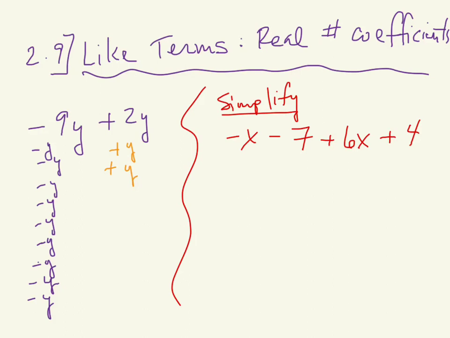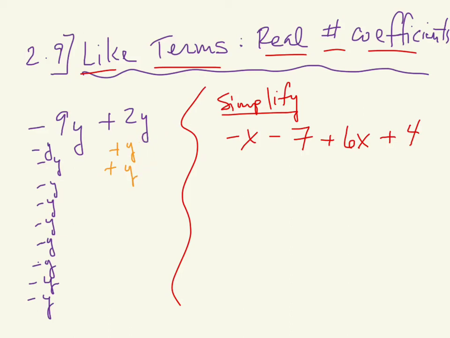So that's pretty much 2.8, and I'll look at 2.9. 2.9, we're doing like terms, and these are real number coefficients. So what we're talking about is these are like terms because they're both y to the first terms, but now we're not going to have just a positive and a positive. We're going to have a -9y and a +2y. And I write this all the way out like this, -9y, this is what it means. These are 9 negative y's, +2y, these are 2 positive y's.